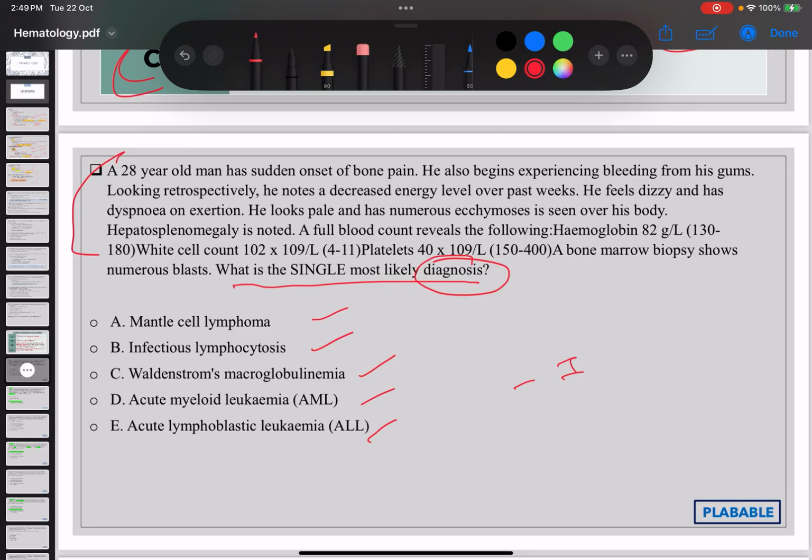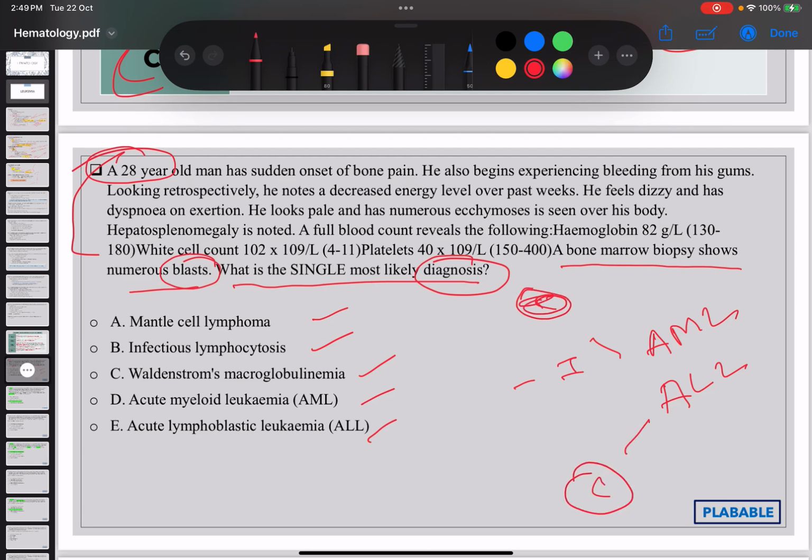The last line asks for the single most likely diagnosis. The previous line says a bone marrow biopsy shows numerous blast cells. This is the most important thing. Whenever you find blast cells, you have two possibilities: AML or ALL. Then look at the age group. If they are a child, the diagnosis will be ALL. If they are an adult, the diagnosis will be AML. So this is a 28-year-old adult, and the answer will be AML.